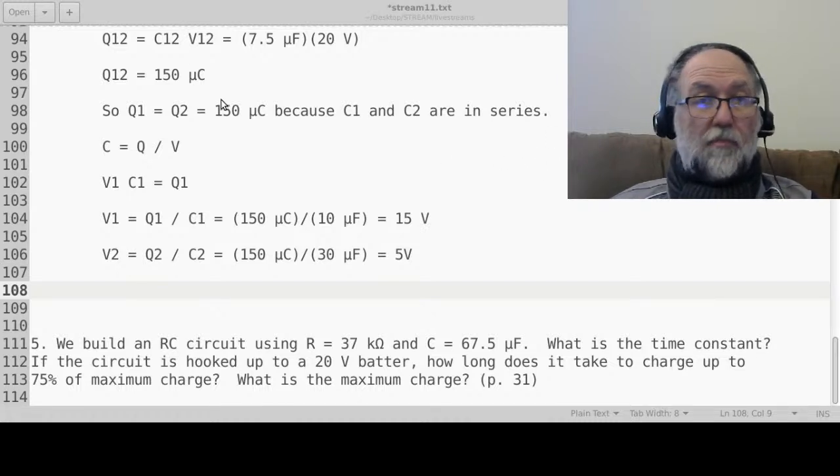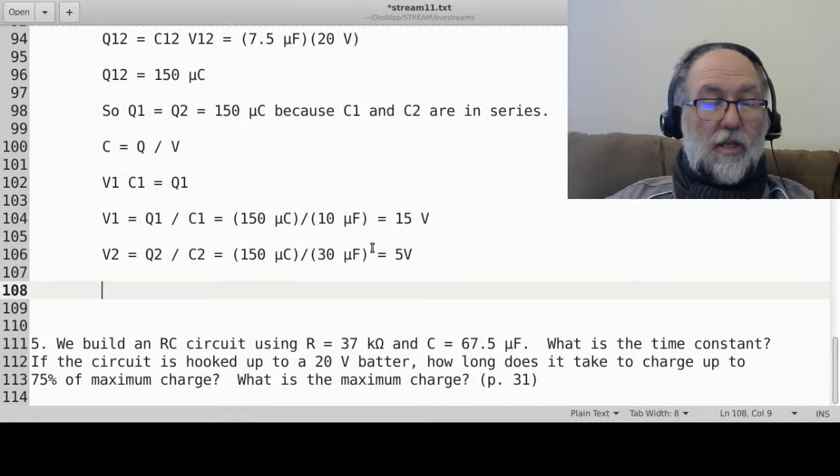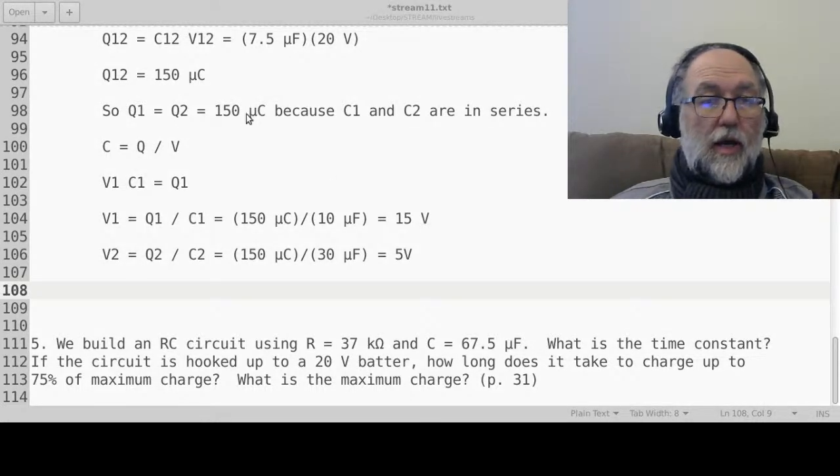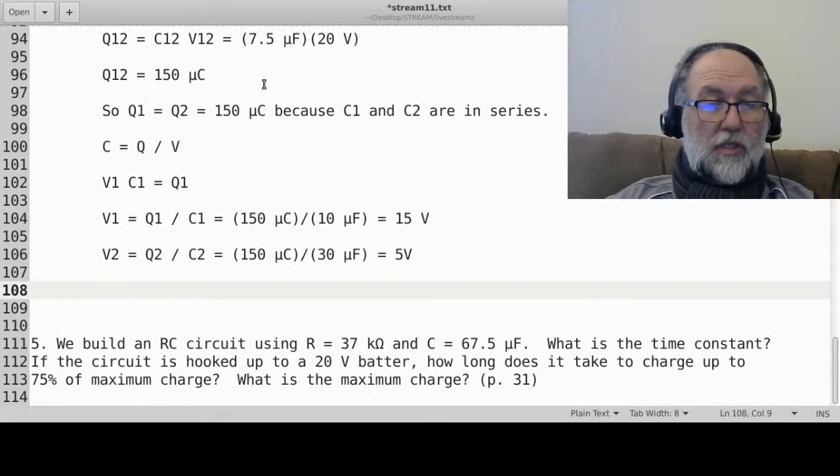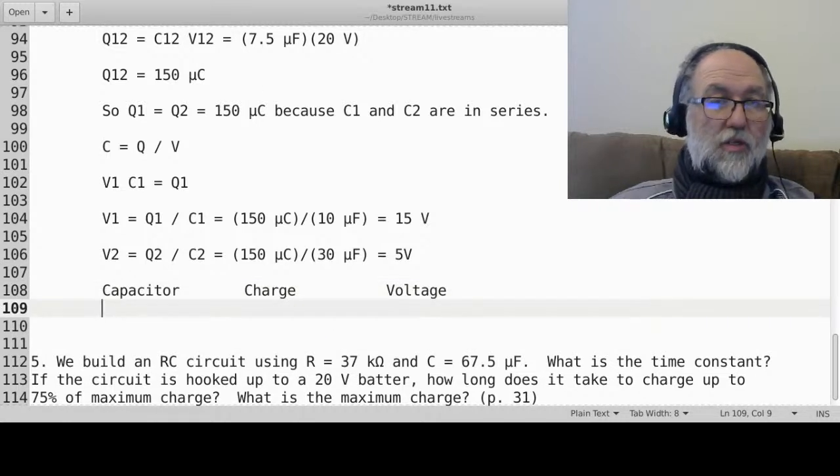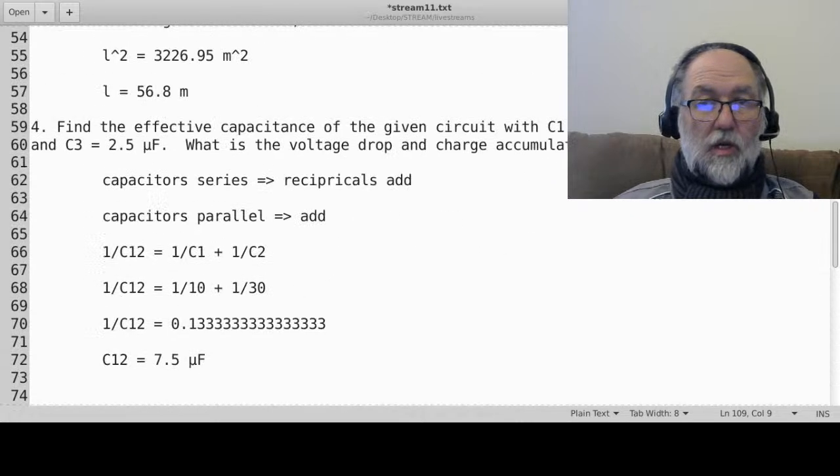So that solves that problem. Let me just summarize with a little chart here, and then we can move on. Over here we could say capacitor, and here's the charge accumulated, and over here we can put voltage, just to make sure that we've solved them all. So the first one was C1.